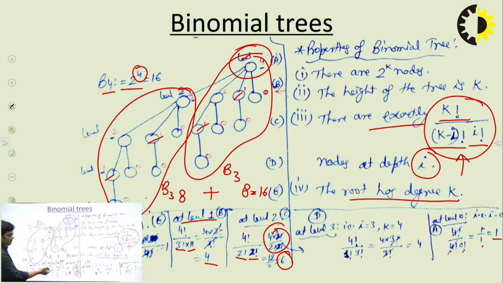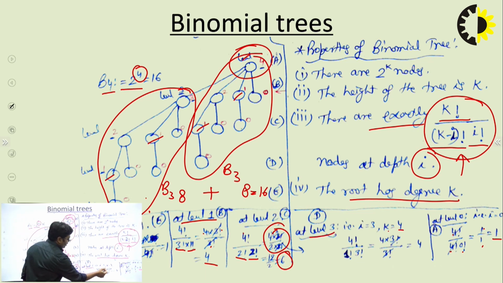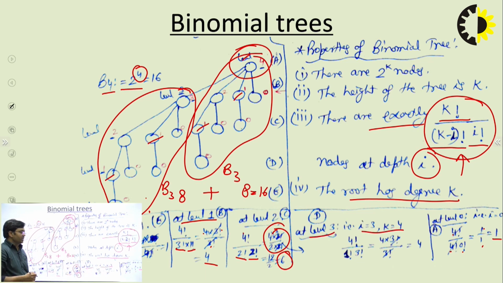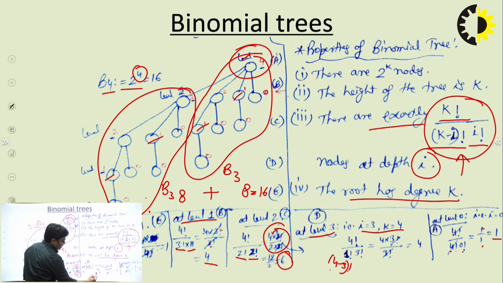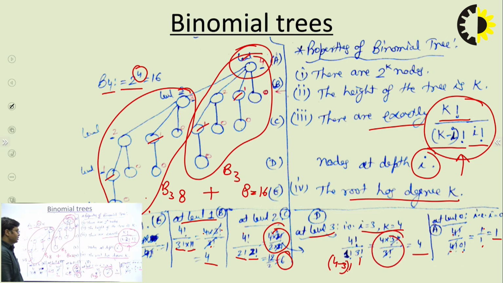At level 3, how many exactly nodes are there? So 4 factorial divided by 1 factorial, 1 is coming from 4 minus 3 factorial, and the value of i is 3, so 3 factorial, by which we are having only 4 nodes.